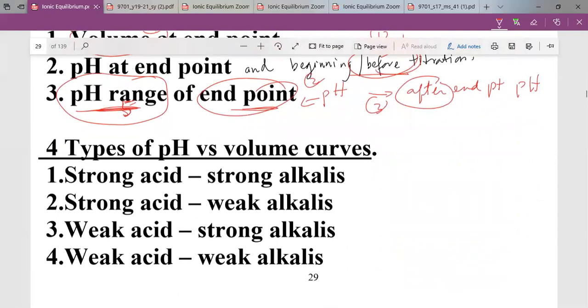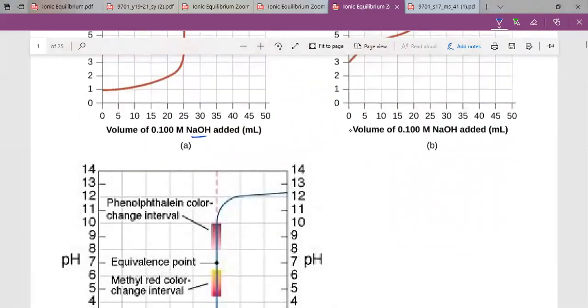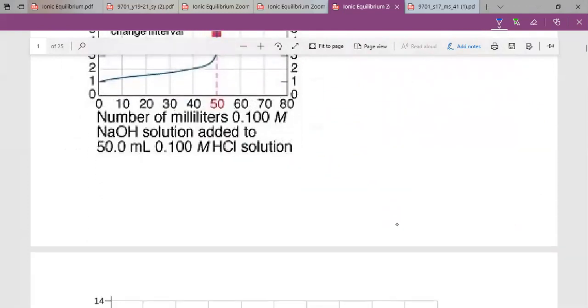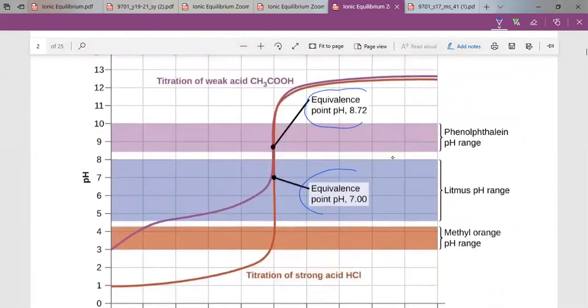Now there are 4 types of pH curves. You can see from here, 4 types. Here, strong acid, strong base, and weak acid, strong base. This is weak acid and strong base, and the weak acid and weak base will be here.